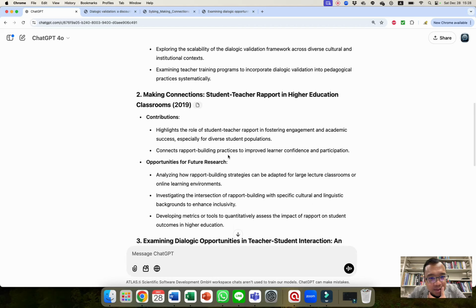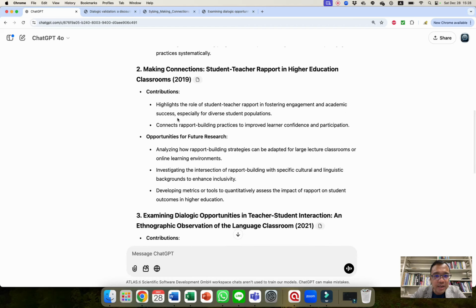Let's go ahead and look at the second one, and of course contributions. It basically summarizes what the important parts of the paper are, but we're looking at opportunities. Analyze how rapport building strategies can be adapted for large lecture classrooms, and that's an important area of study because dialogue is hard to accomplish in even a small classroom, let alone a lecture size classroom or online learning environments.